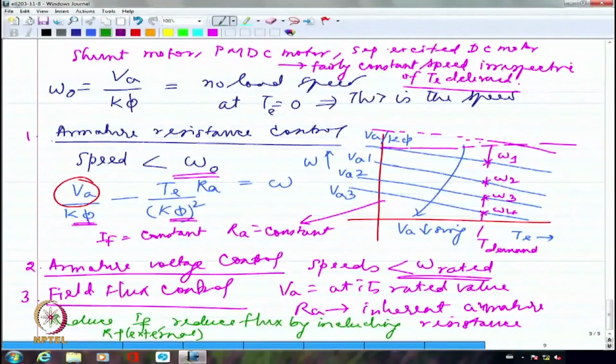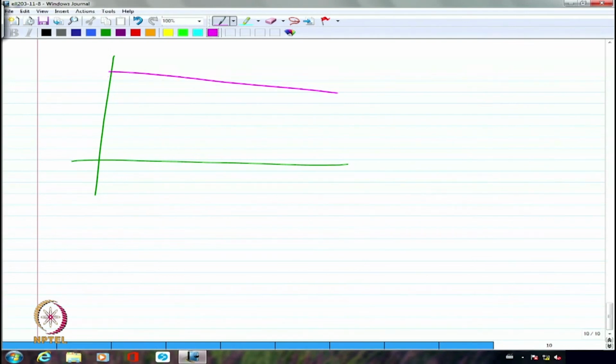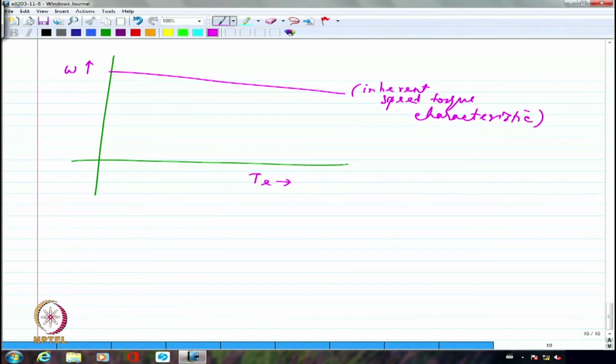So what is going to happen in this particular case is, let's say I have the original speed torque characteristic somewhat like this. This is my speed, this is my torque, this is the inherent speed torque characteristic. What I mean by inherent is I have not intervened with any of the parameters. RA is the original value, RF is whatever is the original value, I have not included anything extra. What I am including as the armature voltage is the rated value. I have not increased or decreased any of them. All of them are at nominal values. So this is originally what I got as VA by K phi. Speed is 0, torque is 0, so this is the no load speed of the machine, VA by K phi.